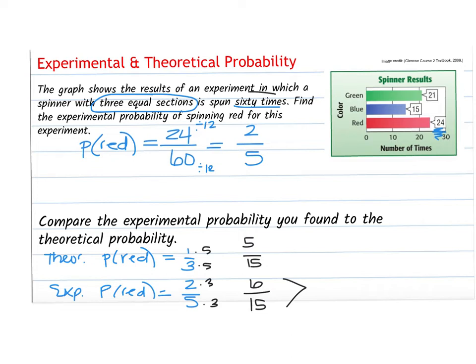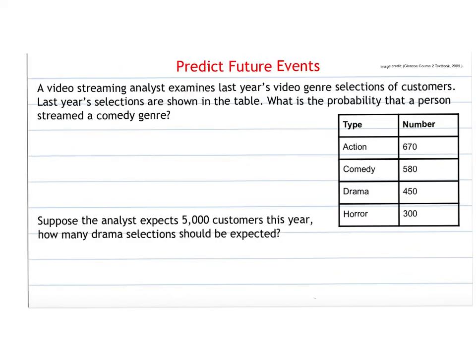We also know that 1/3 of 60 equals 20. And so right away I know that 24 is greater than 20. So my experimental probability is greater than the theoretical. So there are a couple of different ways that you can figure that out.